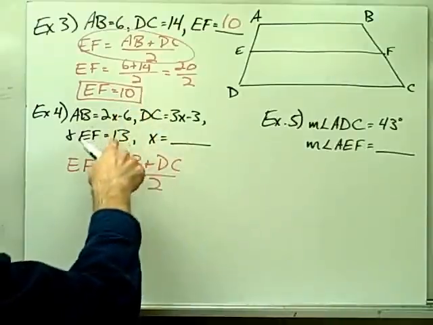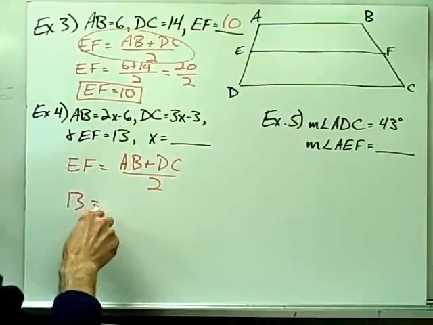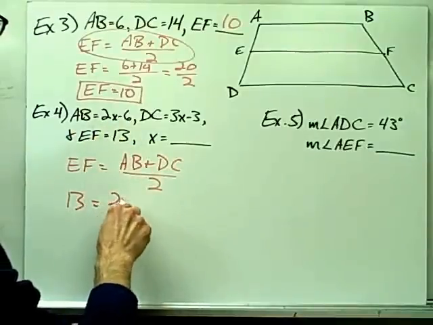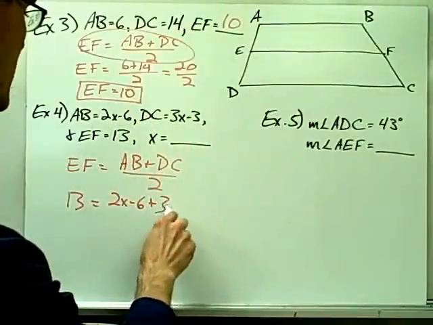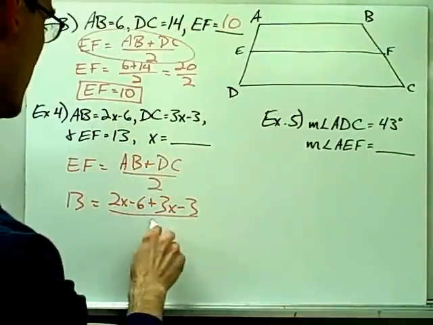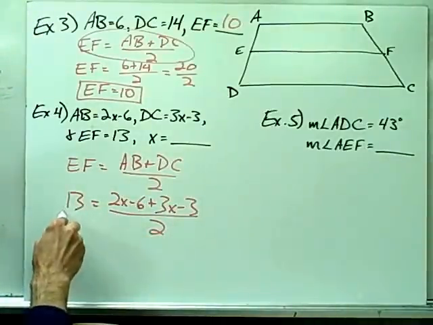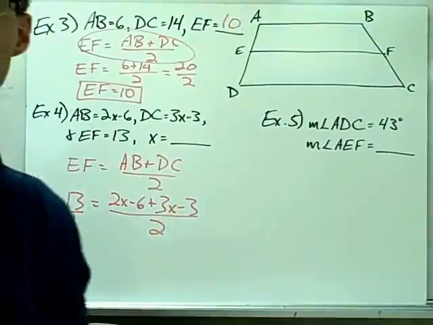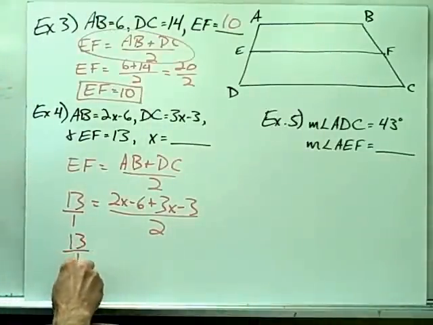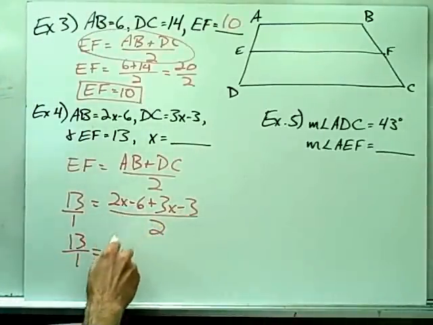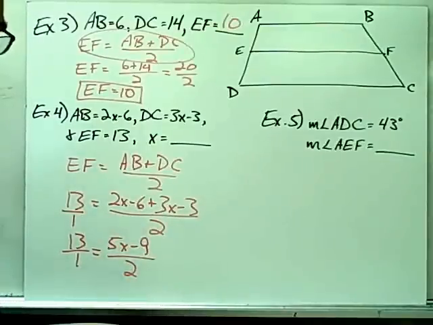Well, now let me plug in all my different expressions that I have here. So let's see, EF is 13, AB is 2x minus 6, plus DC is 3x minus 3, divided by 2. And here I have an equation that I can solve. In fact, let me put 13 over 1, and I can see that my equation is going to be a proportion. So let's see, 13 over 1, let me combine my like terms, 5x minus 9 over 2.